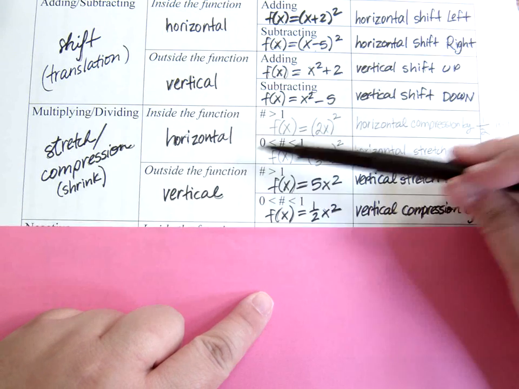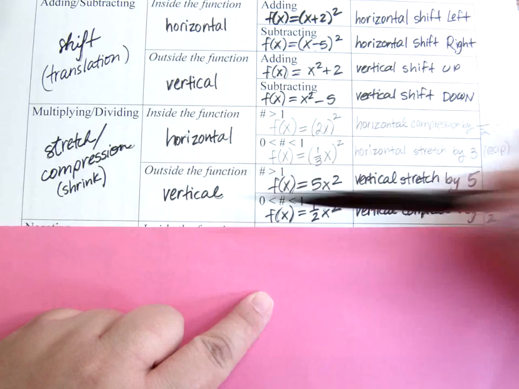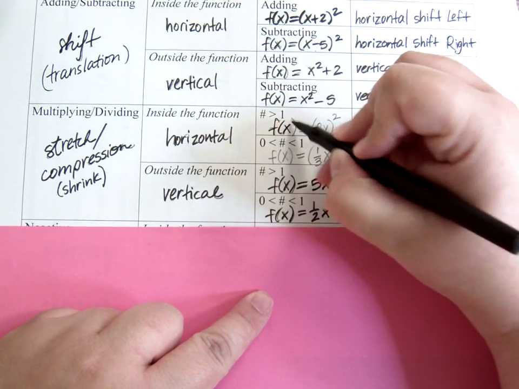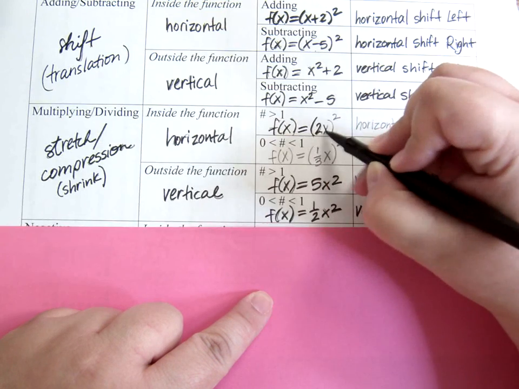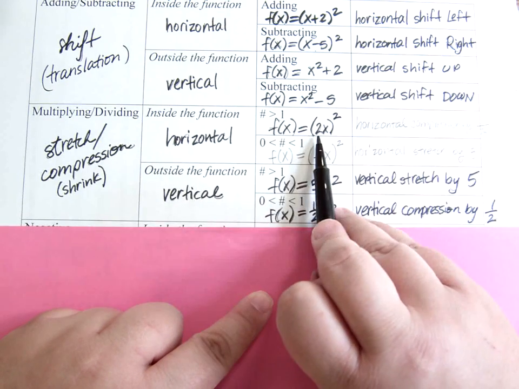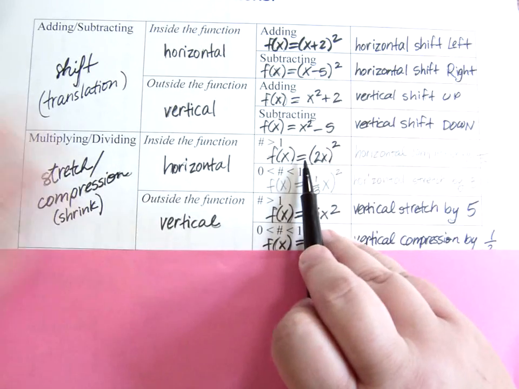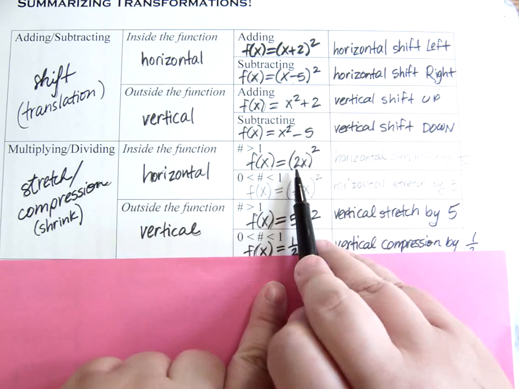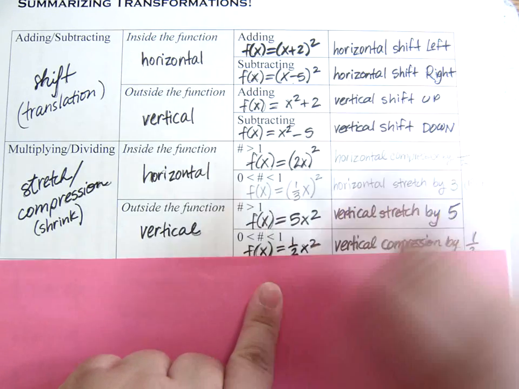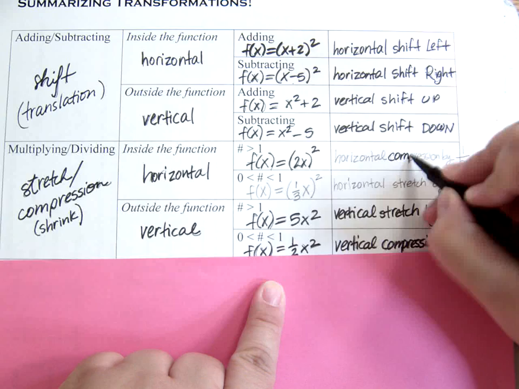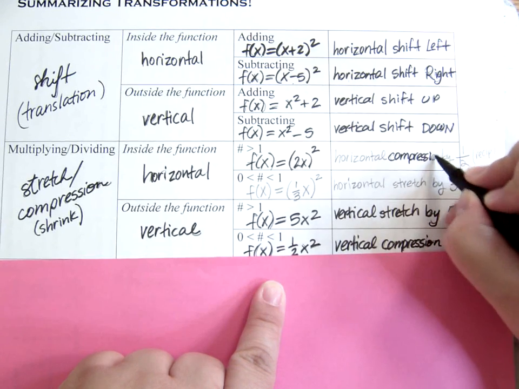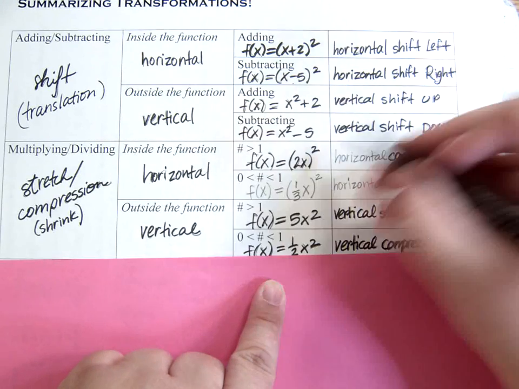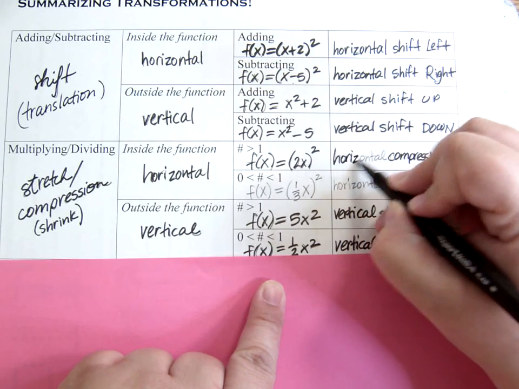Now here again, horizontal, what you see is not what you get. Vertical is pretty much straightforward, but horizontal is always the opposite of what you would think. So if you see a number bigger than 1 that we're multiplying by inside the function, that's actually a compression or shrink, and you take the reciprocal of what you see. In other words, if I see a 2, it's a compression by 1/2. That's what this says over here, recip for reciprocal. So that's a horizontal compression by 1/2.